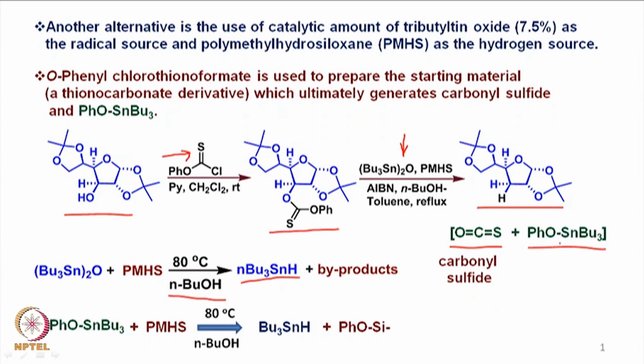Now this byproduct, which is the phenoxytributyltin derivative, then reacts with PMHS again at 80 degrees in n-butanol and releases tributyltin hydride, and of course there will be a silane derivative here. So this is how the reaction is perceived, and it gives an alternative to the use of a stoichiometric amount of tin hydride based compound. So we will stop it at this stage.